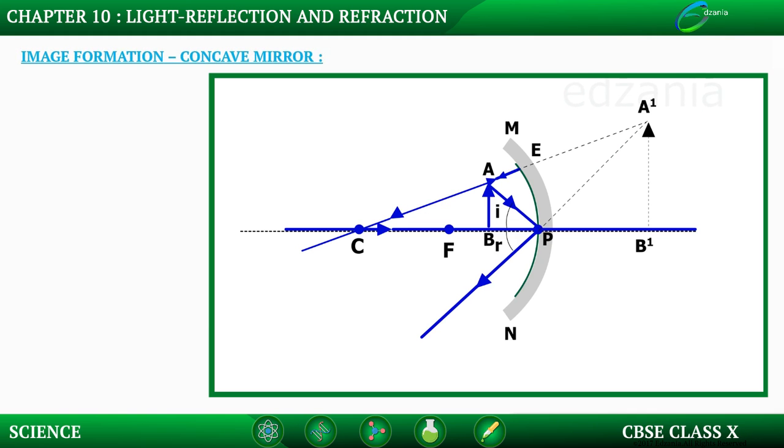So this is an exceptional case in the case of a concave mirror. It is clear from the diagram that the image is enlarged or magnified. In this scenario, the image is virtual and erect. We have discussed virtual and real images earlier. Virtual image means the light rays are not actually converging at that point, but appear to be converging at that point, and virtual images are erect.